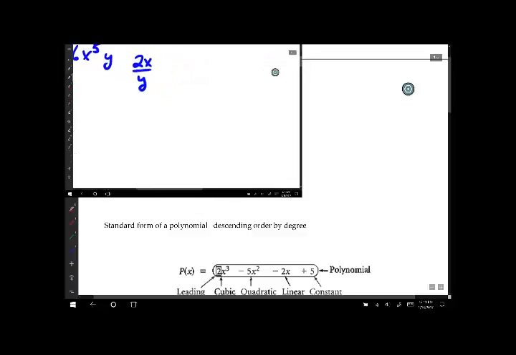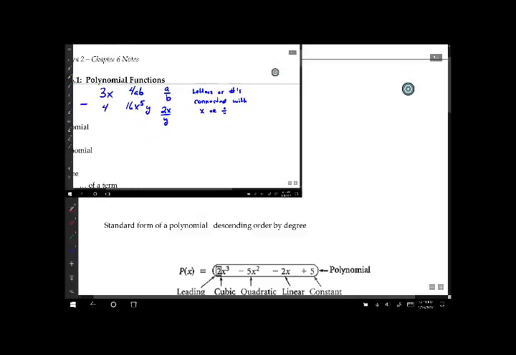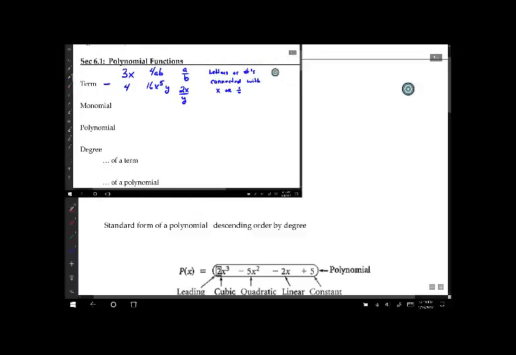So, very simply, what is a term? I guess I would say letters or numbers connected with multiplication or division. Okay, that's what a term is. So if someone says, what is a term? That's what a term is in a very, very simple manner. And that's a bunch of examples of terms.